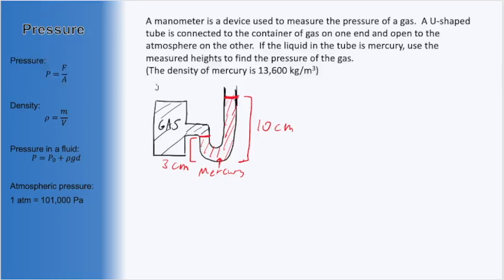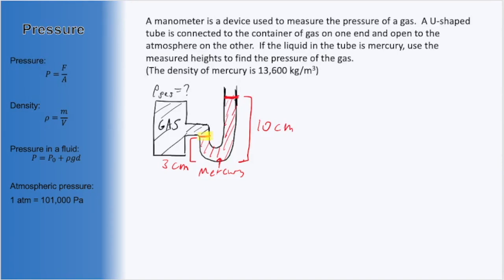In this problem, we are interested in finding the pressure of the gas, but we only have an equation that finds the pressure some depth in the fluid. This is where some properties of fluid pressure come in to help us. One of the things that we must be aware of is that if two substances, such as this gas and the mercury, are in contact with each other, then they both have the same pressure at that point of contact.